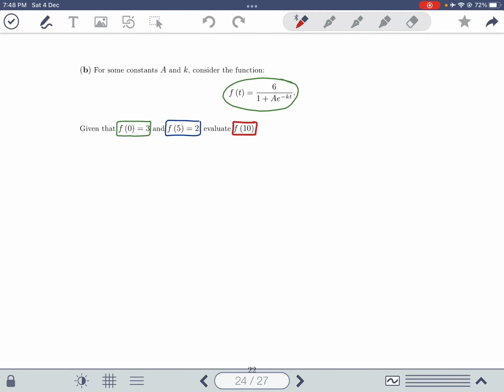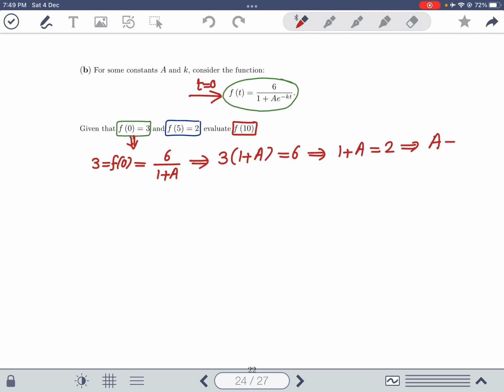And let's see, f of 0 is 3. What does it mean? We know that if we substitute in this formula, put t equals 0, and look what happens. You'll get 6 over 1 plus a, because e to the 0 will be 1. This part will be 1, and multiplying by 1 is nothing. Keep it as a. And so this means that 3 times 1 plus a, if you cross multiply, equals 6. And so divide by 3. 1 plus a is 6 over 3, which is 2. And so a is 1.